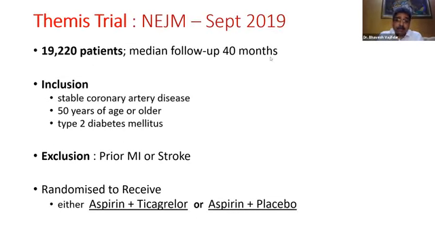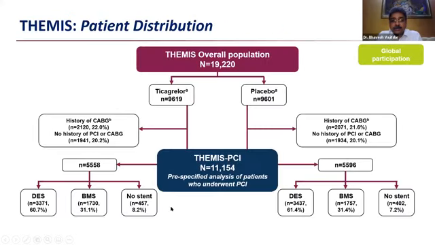And what are the kind of patients they took? They took diabetic people who were elderly, so 50 and above, okay? And they had to have stable coronary artery disease. If they had a MI or stroke, they were excluded. So they were randomized into 2 arms. One, the standard arm of only aspirin with a placebo, or they added ticagrelor to them. So aspirin plus ticagrelor. And let's not go into this.